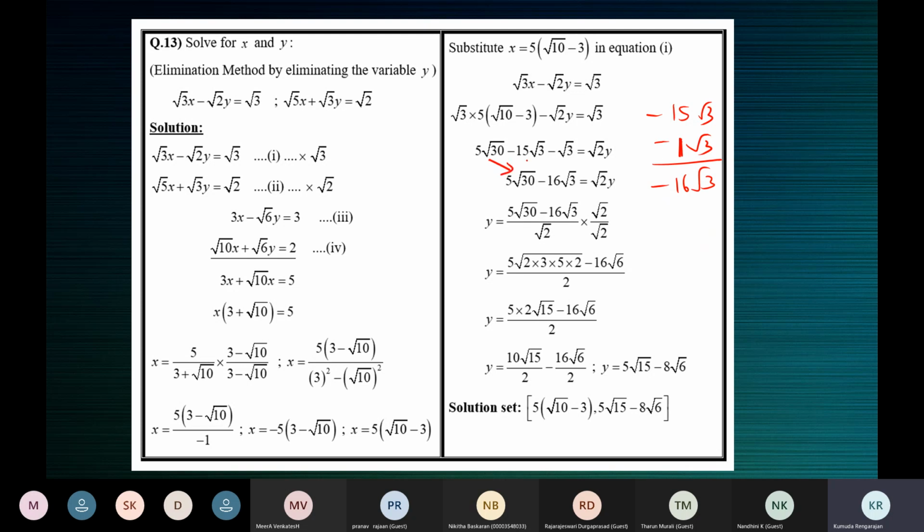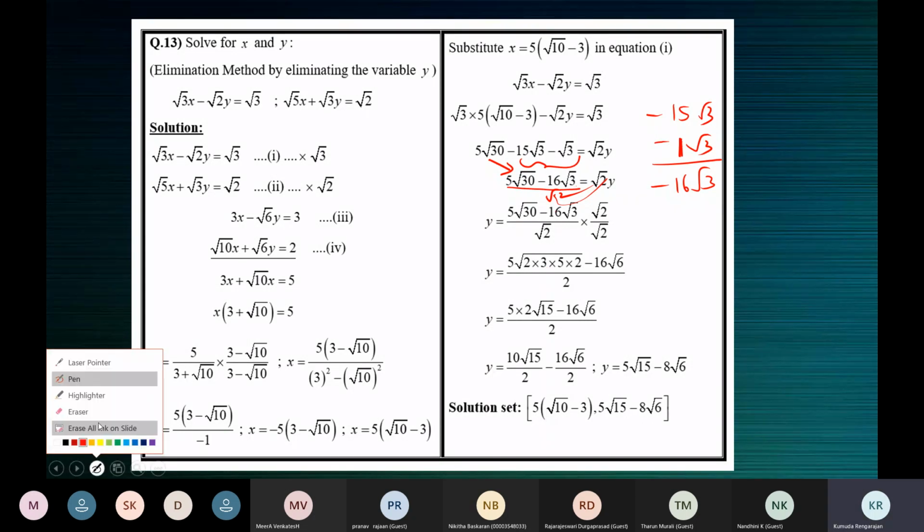So this one here is minus 16 root 3 is equal to root 2y. Why suddenly did y go to the other side? Because I told you, we're trying to find the value of y, so y is alone on one side. So y is equal to 5 root 30 minus 16 root 3 divided by root 2. So we found the value of y.